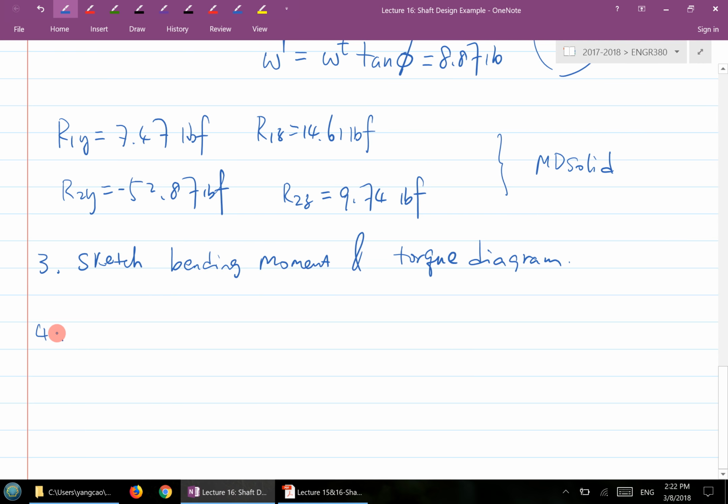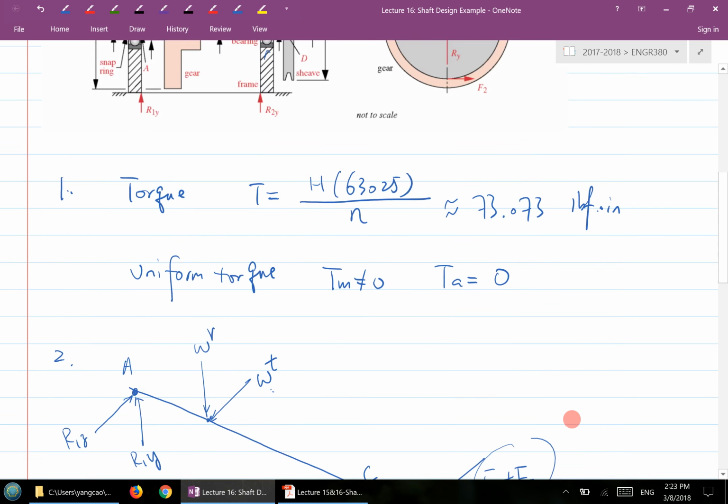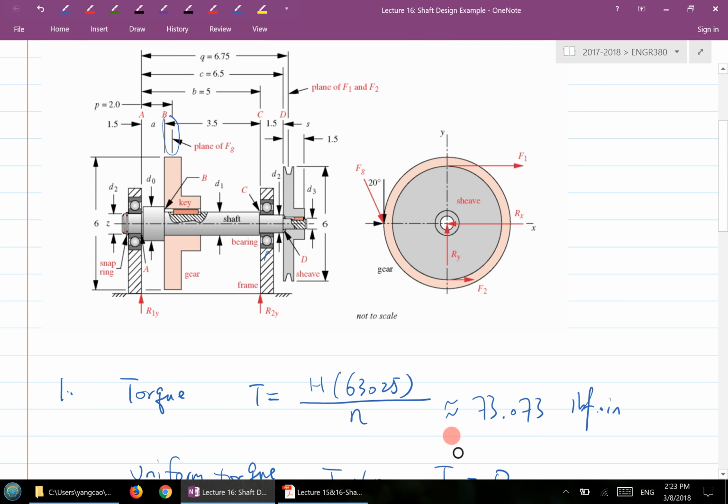Once you get your bending moment diagram of these two, the next step is to pinpoint critical locations. Essentially, these are the locations where we want to design and come up with the minimum shaft diameter. If I go back to this system, it's usually pretty obvious. The critical locations are typically related to where you have stress concentrations.